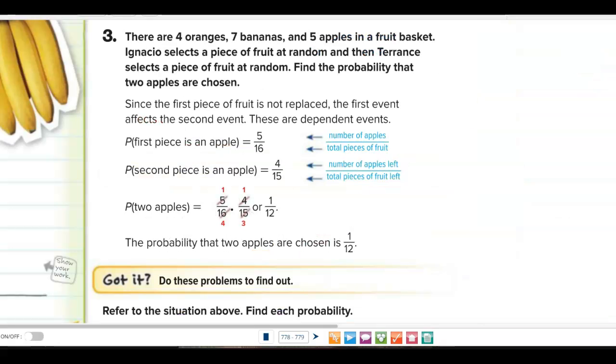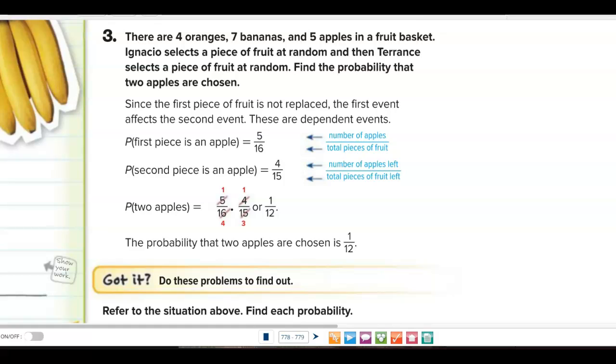Bananas and 5 apples in a fruit basket. Ignacio? Is that how you say it? Ignacio, I think, selects a piece of fruit at random, and then Terrence selects a piece of fruit at random. Find the probability that 2 apples are chosen.